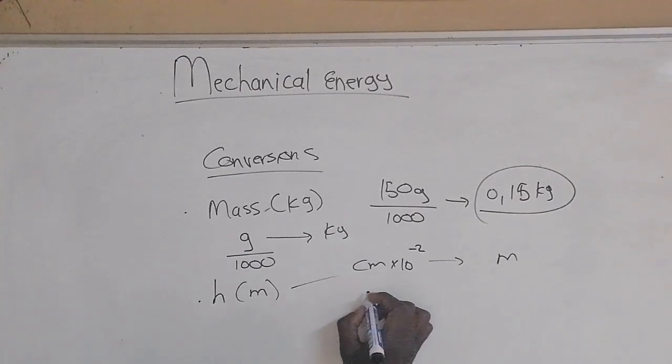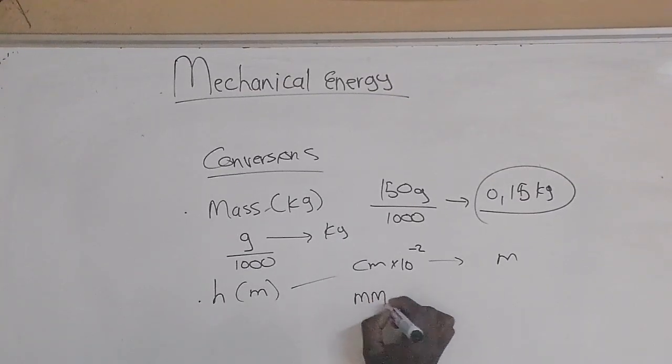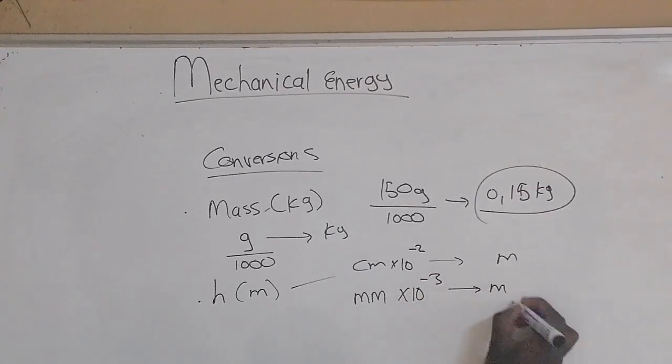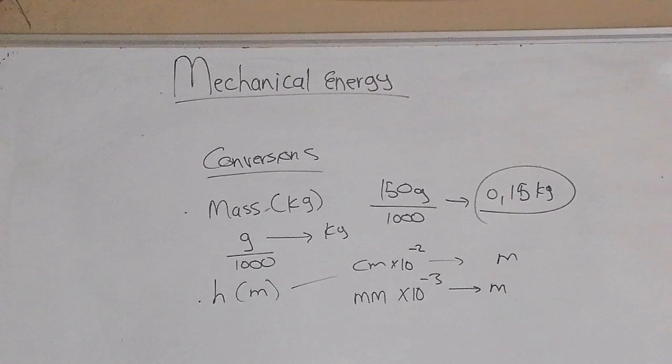Then, to convert millimeters to meters, you multiply by 10 to the power negative 3. The answer that you will get will already be in meters. I don't know if you understand it, but it is very, very important for you to understand what we are doing here. That's very important. Okay, let's do one example that requires us to calculate the potential energy.